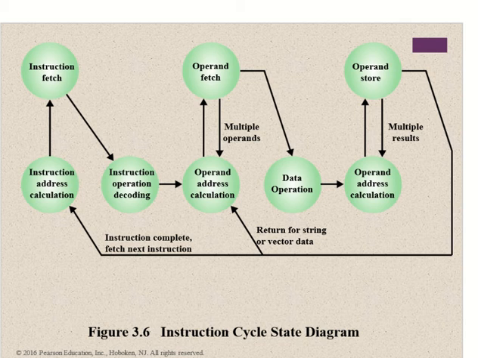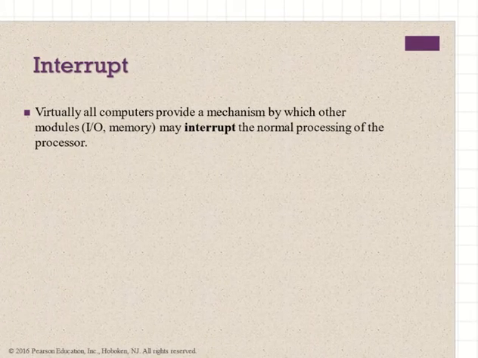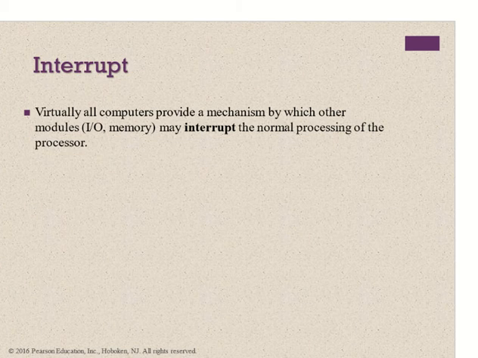But remember, there is something you need to remember: interrupt. There is a mechanism for interrupt. What is that? Virtually all computers provide a mechanism by which other modules, and by other modules I mean maybe input-output devices or memory devices, may interrupt the normal processing of the processor. What does it mean? We will see one example.